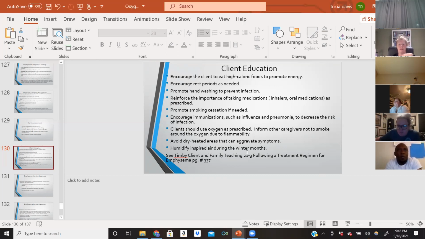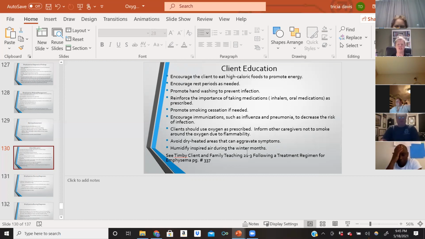If you smoke, you need to stop. You want to encourage them to get immunizations, right? This is the perfect person to get a flu shot and a pneumonia shot. We don't want them to get any type of infection that can turn into pneumonia and further compromise their breathing. It could kill them. We want to encourage them to use their oxygen as prescribed. Inform other caregivers not to smoke around the patient because of the oxygen and it being flammable.